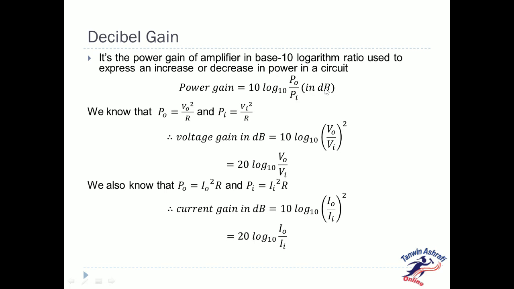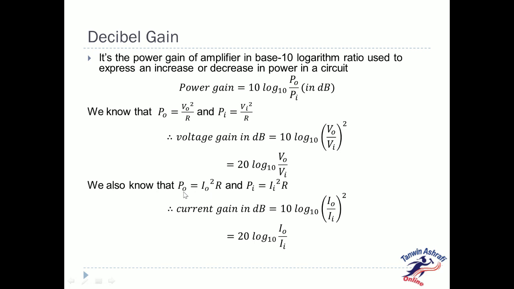Now, power is actually voltage square divided by resistance. If we replace output power with the output voltage square divided by resistance, and input power with the input voltage square divided by resistance, we will get the voltage gain in decibel. That is 10 log to the base 10 of Vout divided by Vinput, whole square. If we take 2 down, that is 20 log to the base 10 of Vout divided by VI, that is AV in dB.